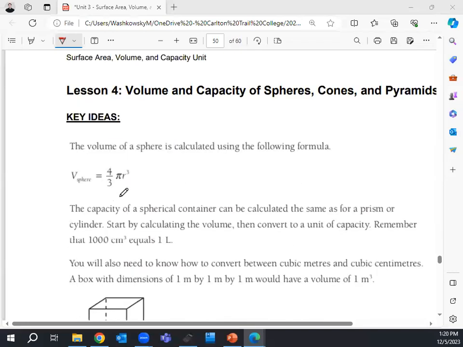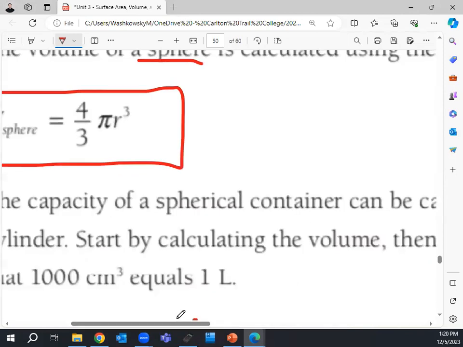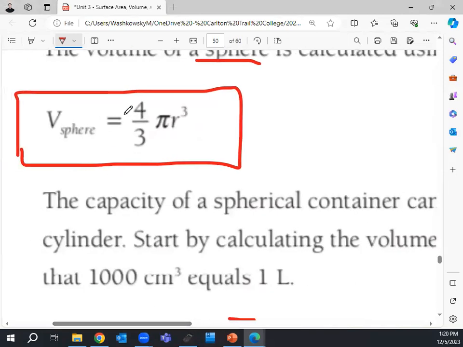Okay, so first off, we're going to look at spheres. A sphere is just a ball, a round ball. This is the formula for that. I'm going to have you box that or highlight it, whichever you prefer. The formula here is 4/3, a fraction, times pi times radius cubed. You notice there's a 3 there.